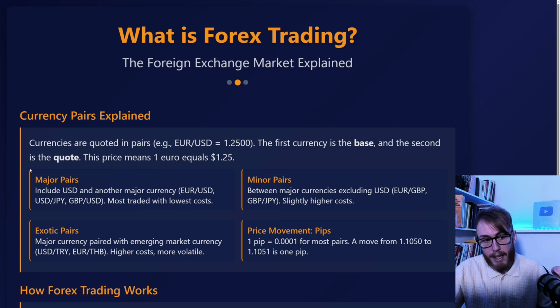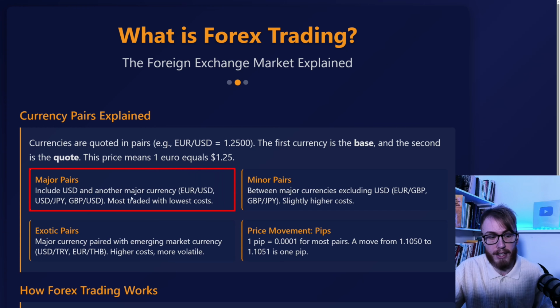And here we usually divide the currency pairs into different categories. First of all, we have the major pairs, and this is the larger pairs, such as what we talked about, Euro US dollar, but also US dollar, Japanese yen, and the pound measured in US dollar.